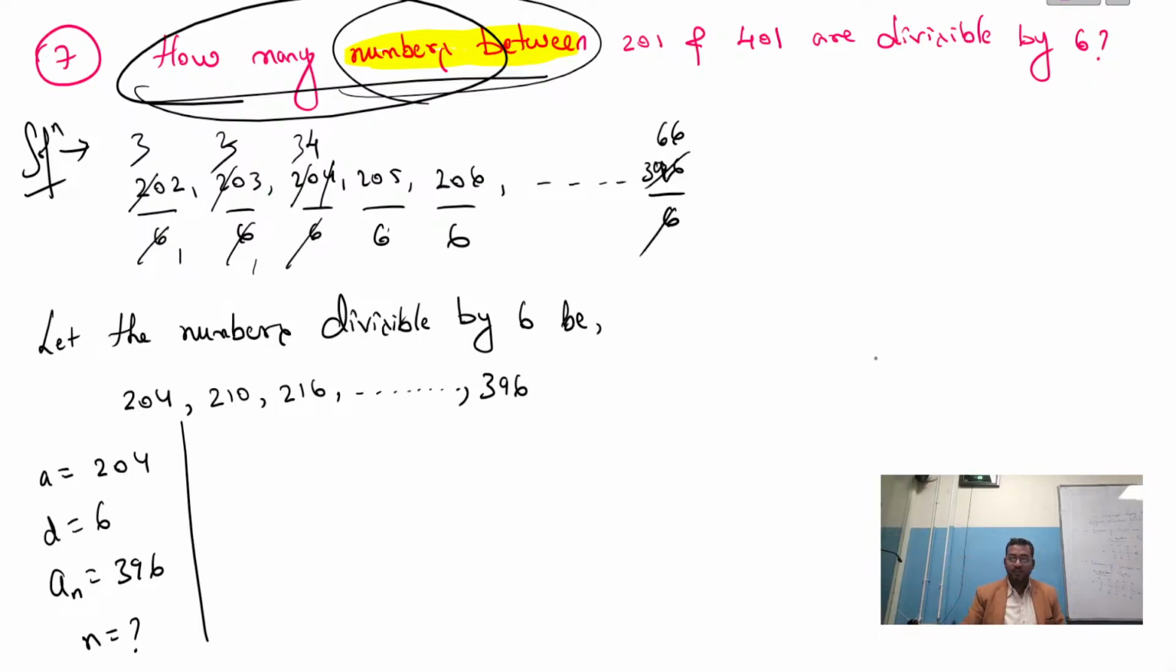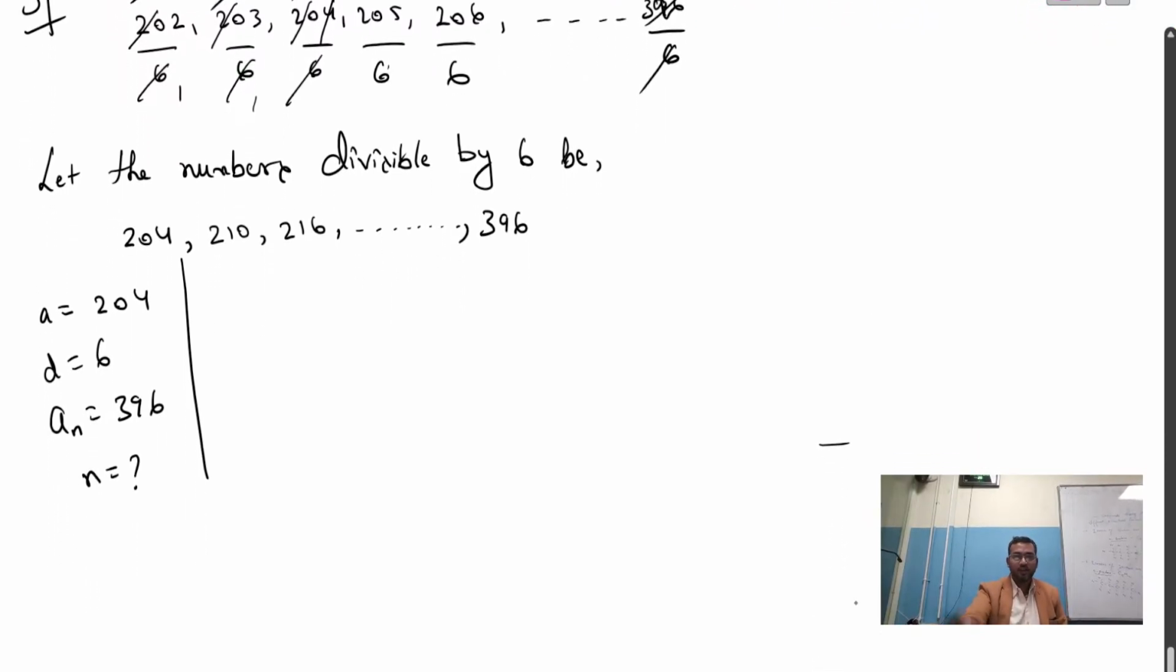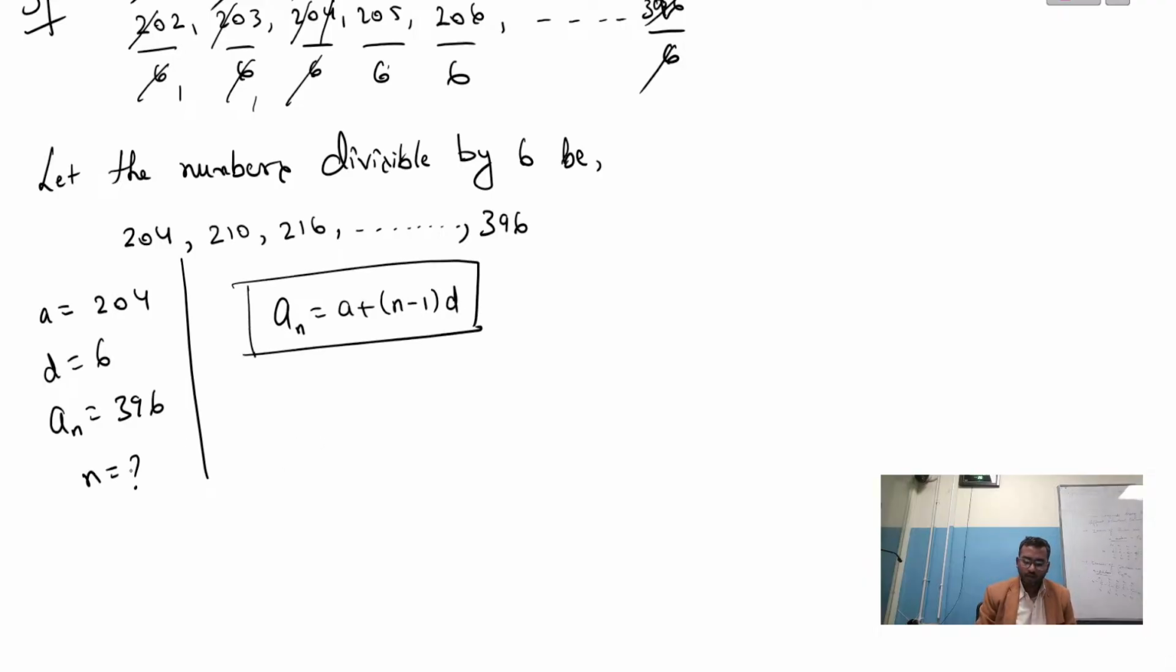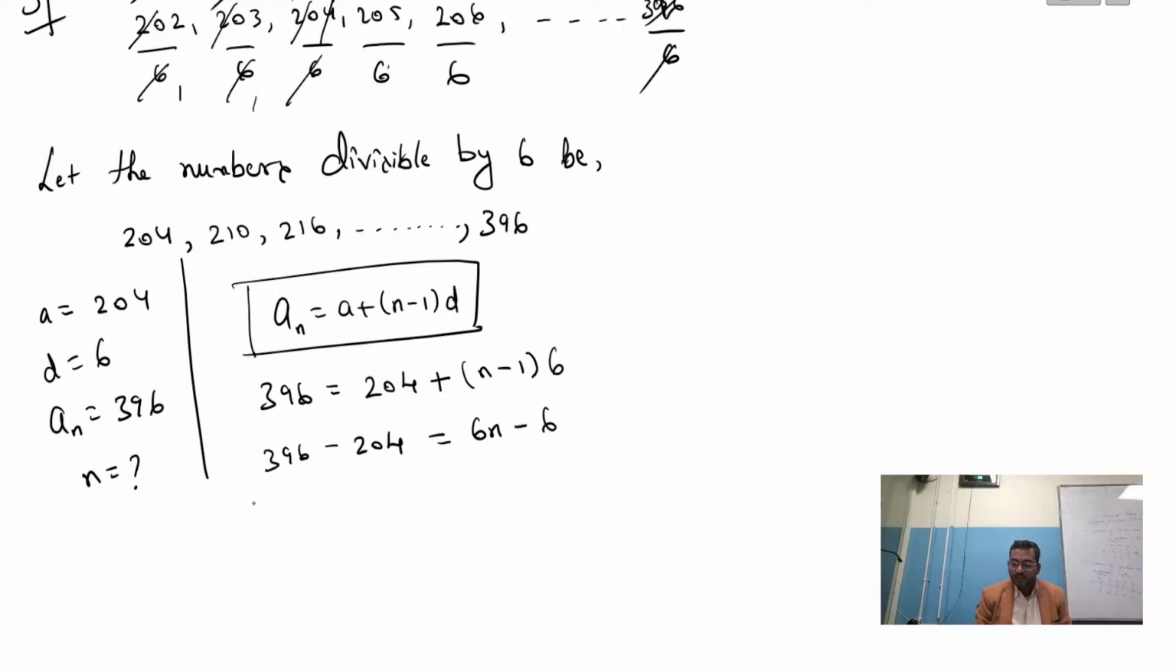Is the concept clear for you guys? Understood? Yeah. Now to find n, we have the formula an equals a plus n minus 1 into d. Am I right? Now what is the value of nth term here? 396. What is the first term? 204 plus n value we don't know, keep it as it is, minus 1. D value is 6. Then 396, 204 comes to the other side: minus 204 is equal to 6 into n, that is 6n, minus 6 ones are 6.